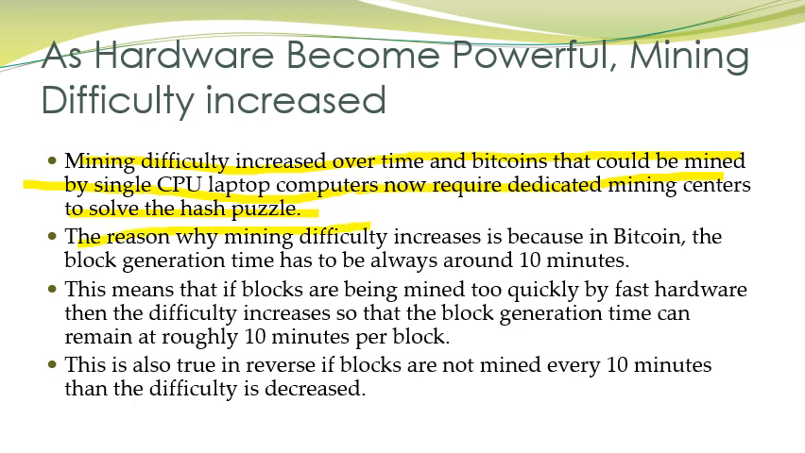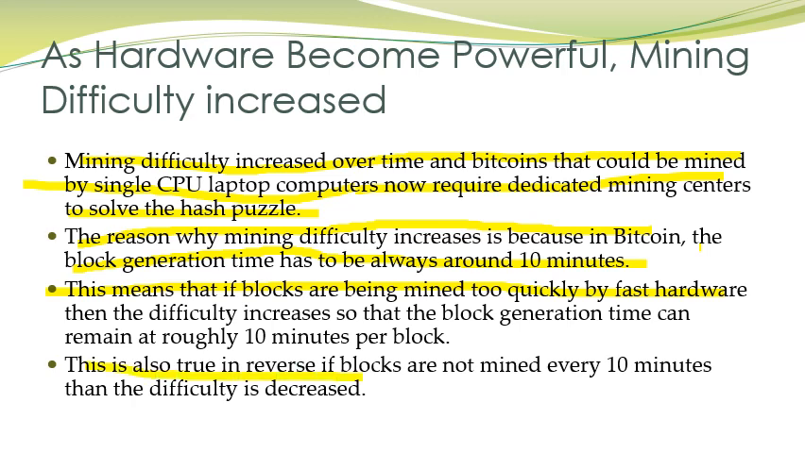The reason why the mining difficulty increases is because in Bitcoin, generating a new block has to take always around 10 minutes. This means that if the blocks are mined too quickly by hardware, it means that nodes will take less than 10 minutes. So this is not allowed. To keep this time fixed, we have to increase the difficulty level of the puzzle. So this is the restriction put by the Bitcoin network.